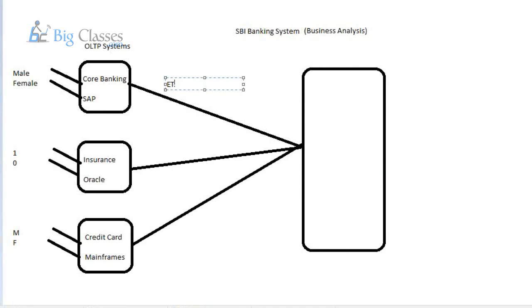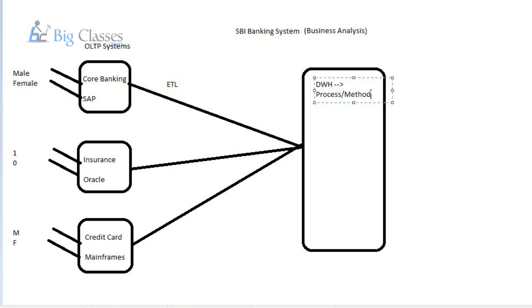It is transformed into a homogeneous format, because you have multiple formats of data present, and it is loaded into a very big database which is called a data warehouse. So this data warehouse is nothing but a process or a method that is used to perform the business analysis.